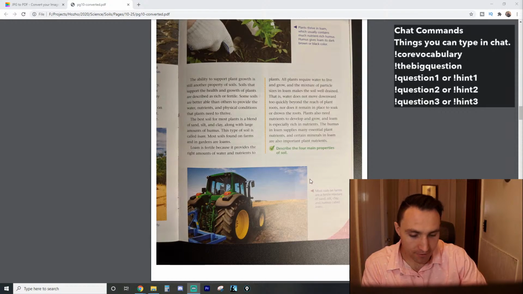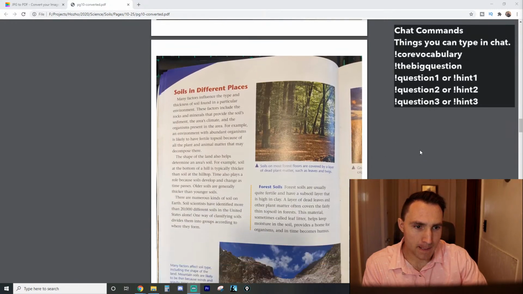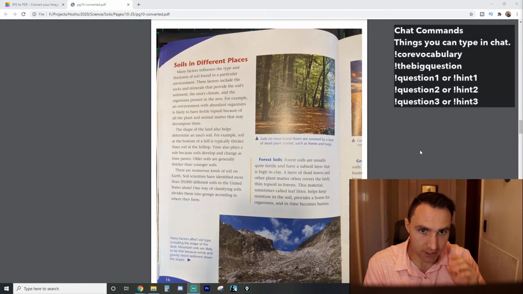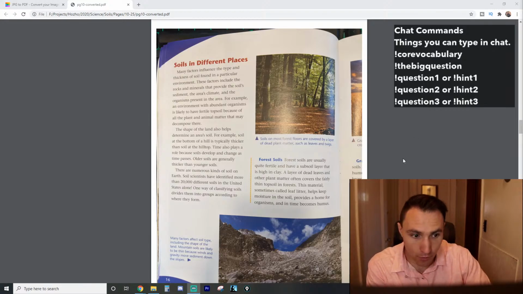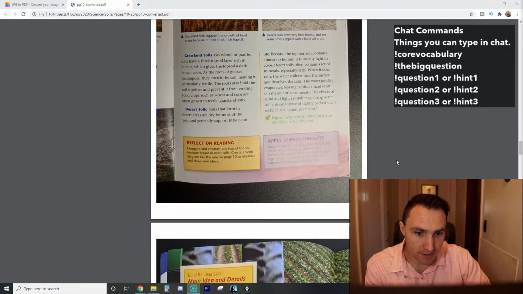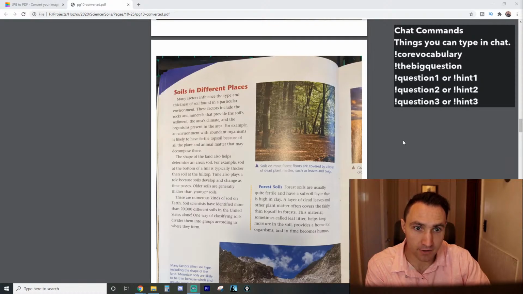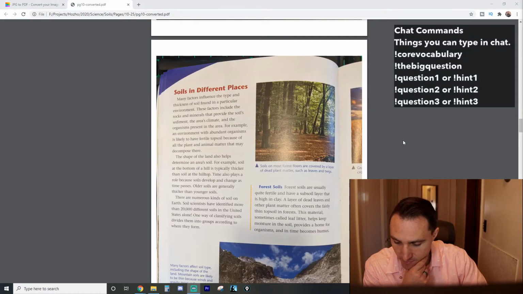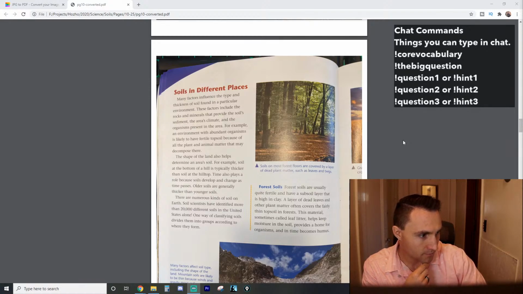Okay, so question 4 is, what are some properties that make loam so fertile? See if you can answer that question. And then we have 2 more pages left, so 1 more section left. Going to learn about soils in different places. So I'll give you about a minute to answer that question, and then we'll move on.